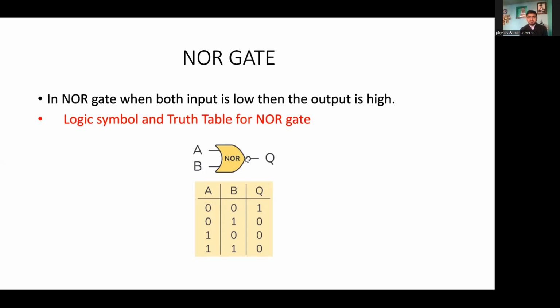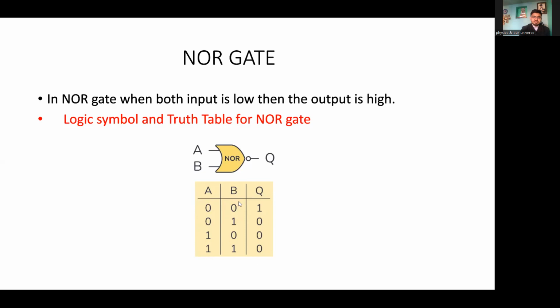This is the NOT gate here, and this is the OR gate. OR plus NOT is a NOR gate. This is the input terminal, and this is the output Q or Y. This is the truth table. So to get a high output, both input terminals have to be in the low state.